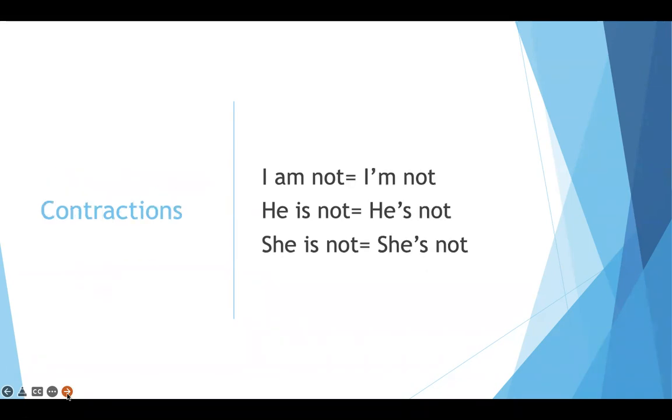You can also use contractions. I'm not, he's not, or she's not. One more time. I am not becomes I'm not. He is not becomes he's not. And she is not becomes she's not.